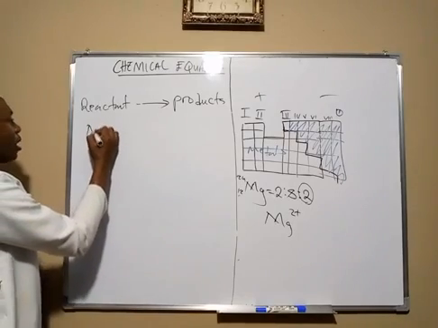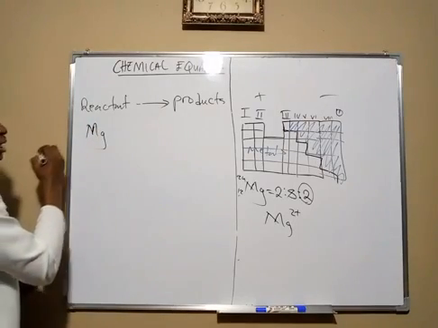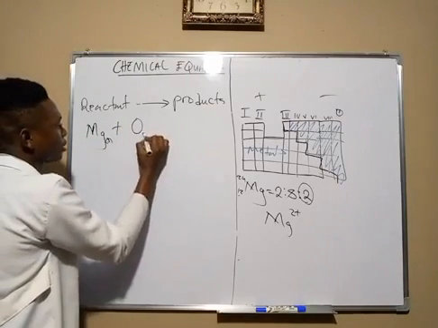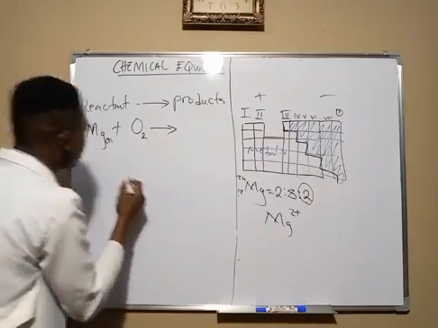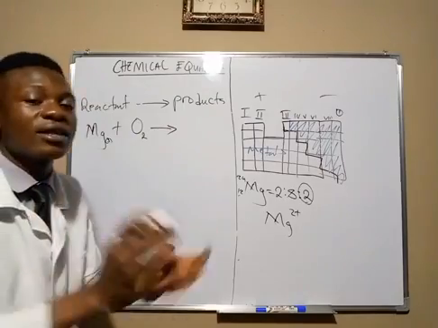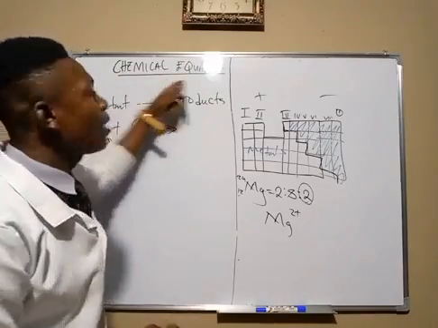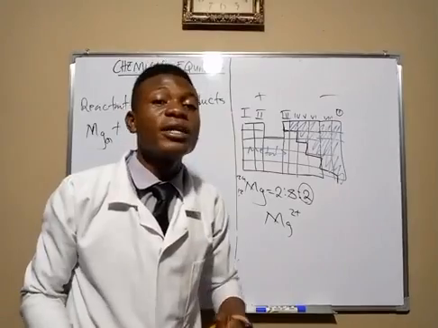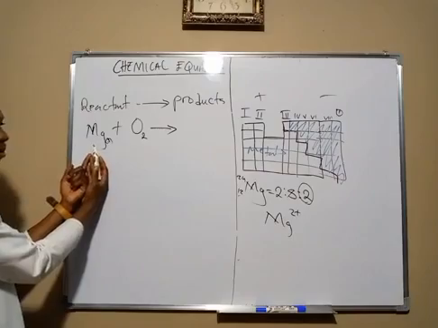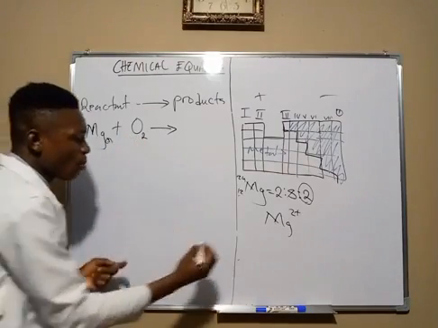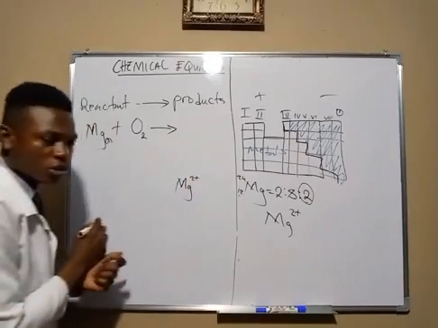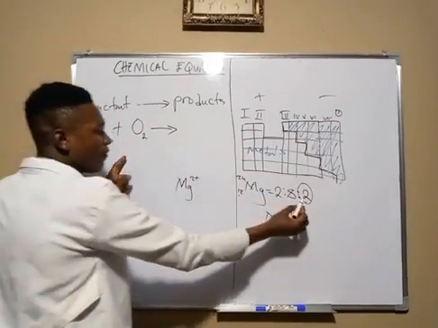So we want to react magnesium, which is in solid form, plus oxygen gas like this. So what are the products? These two are what are called reactants. They are reacting. When there is a chemical equation, it brings about change. So a metal, magnesium, is reacting with oxygen. Magnesium has a valence of what? 2 positive, right?